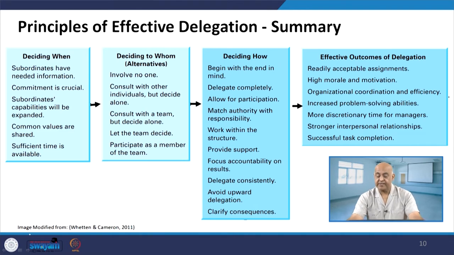Readily acceptable assignments are there, and high. So here, actually, that environment you create, that culture you create, results in acceptable assignments. High morale and motivation are there. So whenever you have this delegation system in your group and team, or more or less in the organization, the morale of the employees will be very high, because they know anytime they will get a task which is otherwise supposed to be done by the next level, meaning the boss or the top level, but they have trusted me and given me this particular task.